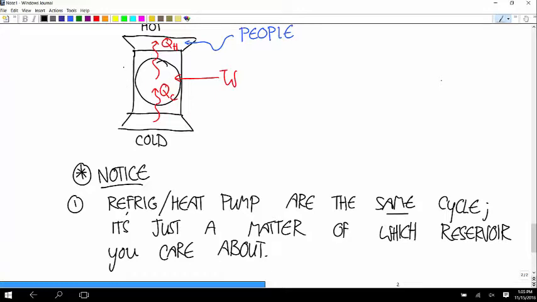If you're doing calculations involving a refrigerator or freezer or an air conditioner or refrigeration cycle, your system is going to be the refrigerant that's moving around through the tubes in your refrigerator. Your system is not going to be the inside of the refrigerator. That's a reservoir. Okay, that's the cold reservoir. Same thing with the heat pump cycle. Your system is going to be the refrigerant, but you care about the reservoir.